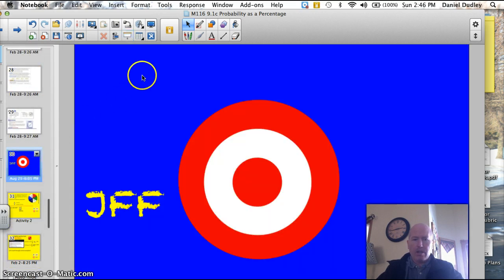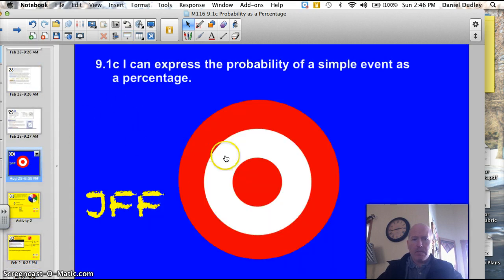Alright, officially tonight our target is 9.1c. I can express the probability of a simple event as a percentage.